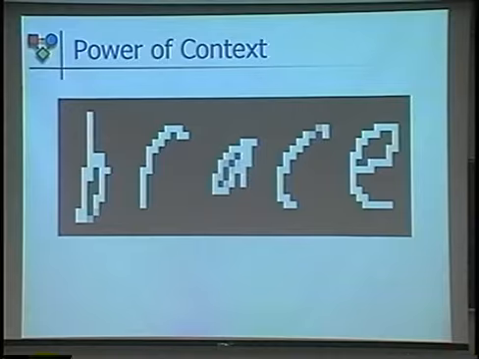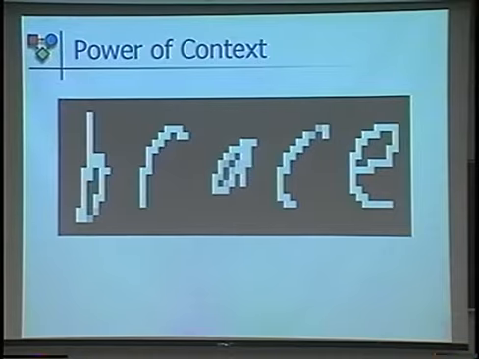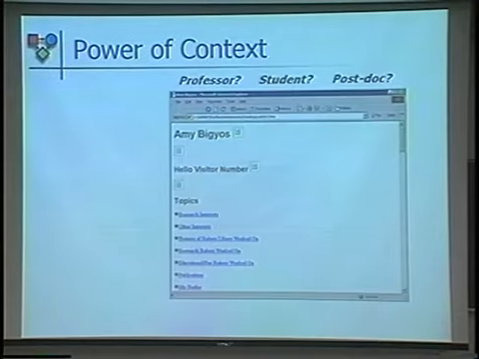Okay. What do you think it is now? It's an R. It was very hard to tell before what it was, but now it's very easy. Why is it so easy? Because we have context. It tells us what this is likely to be. Okay. So how does that come up in web pages?